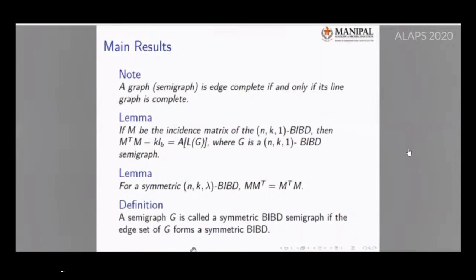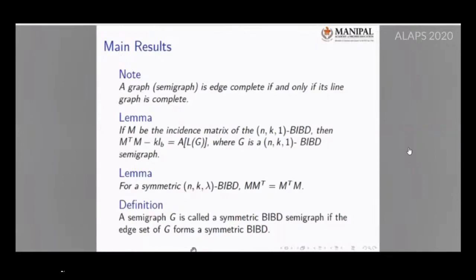And we have a result, the first one, a lemma: if M is an incidence matrix of an (n, k, 1) BIBD, where 1 means lambda is 1, then M transpose M minus k I_b is A of L of G, where A is the adjacency matrix of the line graph of the semi-graph G, where G is not a usual semi-graph, it's an (n, k, 1) BIBD semi-graph. Next, for a symmetric (n, k, 1) BIBD, M M transpose equals M transpose M.